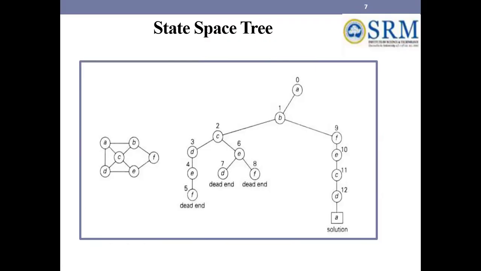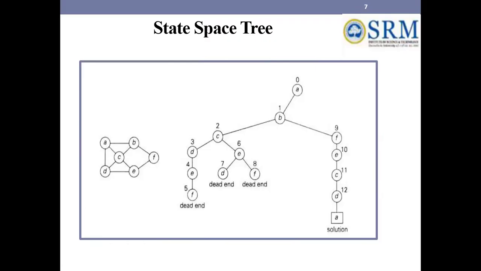So add unvisited nodes D and E. Add them in alphabetical order: D is the left child and E is the right child. Now expand D, node number 3. What are the adjacent nodes for D? A, C, E. See the path: A and C are already visited, so the only unvisited node is E. So add E to the node D.